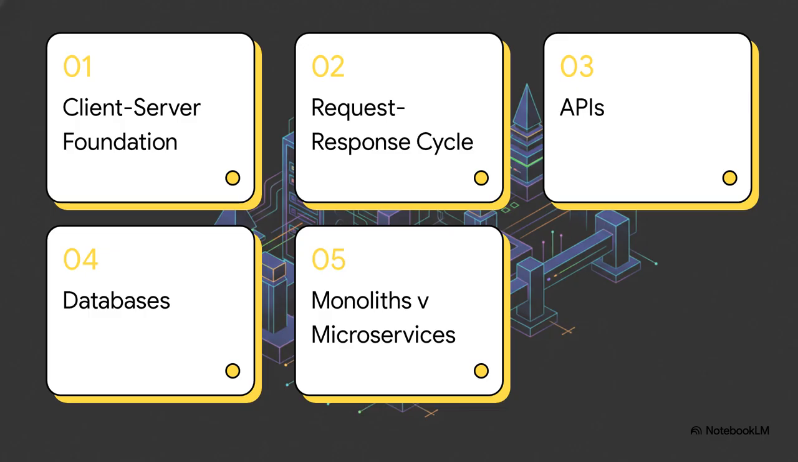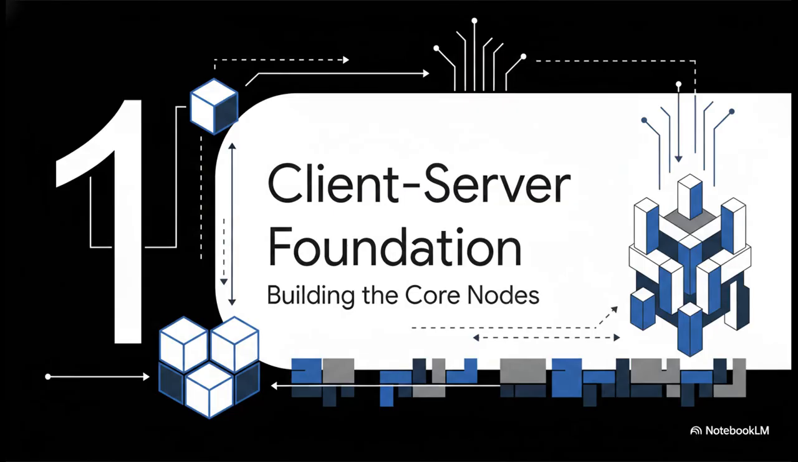So, here's our roadmap for this explainer. We're going to build this system from the ground up. We'll start with the client-server foundation, move into the request-response cycle, look at how APIs act as communication bridges, dive into databases, and finally cap it off with the great debate, monoliths versus microservices. Okay, let's jump straight into part one, the client-server foundation. This is all about building out our core nodes.